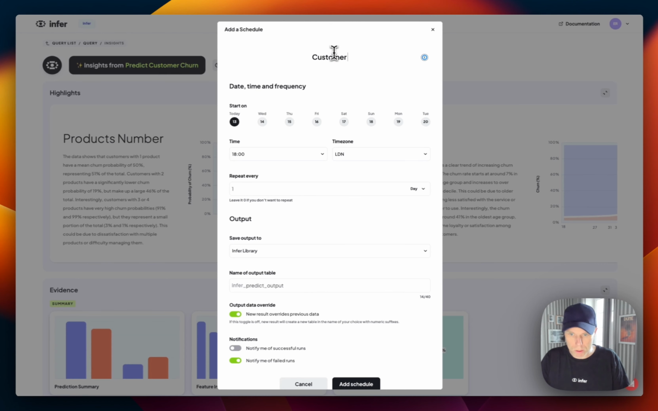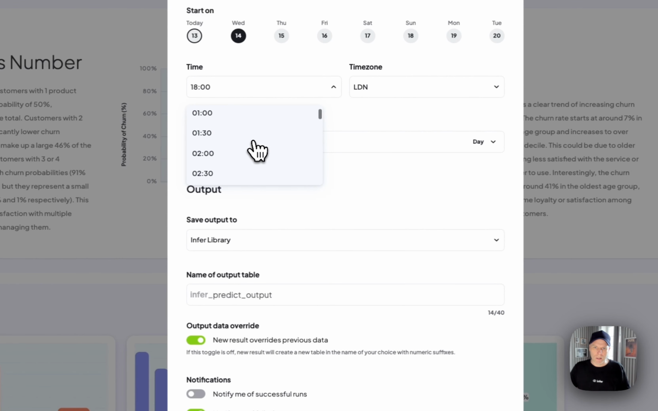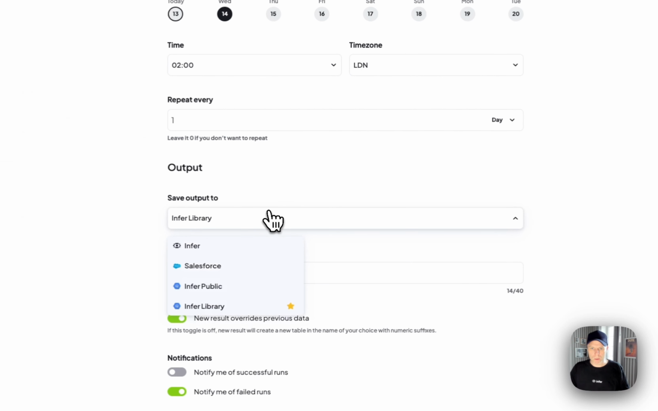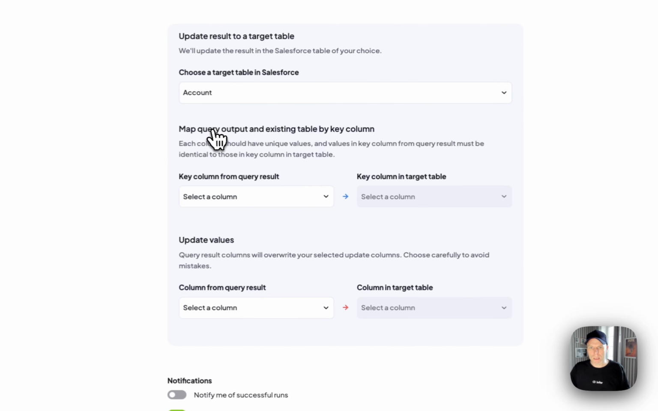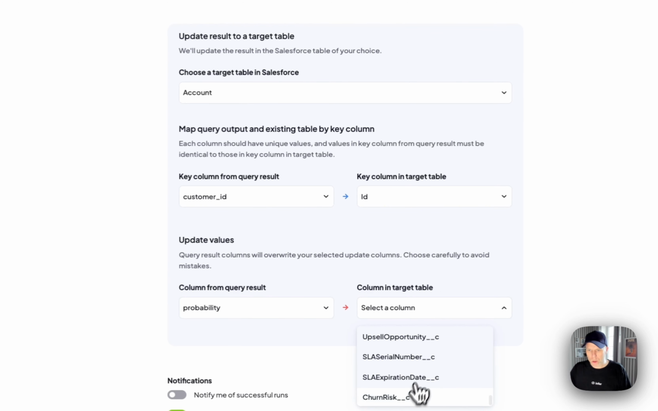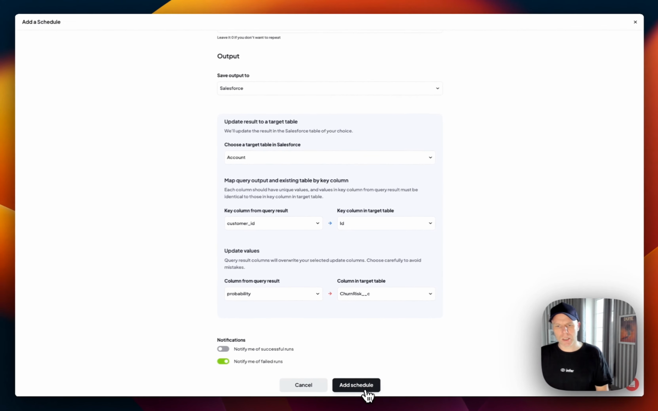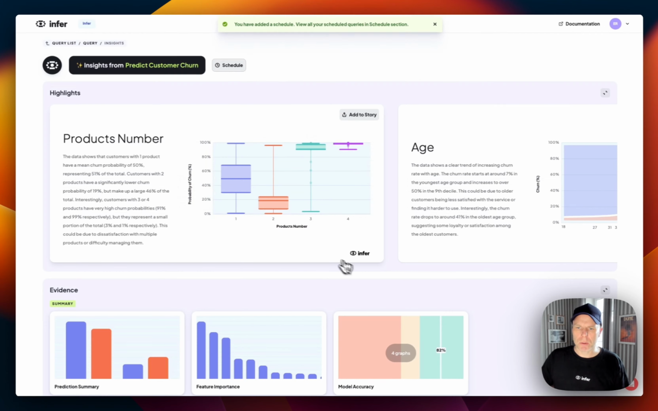I'm going to create one called Customer Churn Analysis. I'm going to set this up to run every night at 2 a.m. I'm going to put the results back into my Salesforce, into the account object in Salesforce. I'm quickly going to map the customer ID to my ID column in Salesforce, and I'm going to map the probability coming out. That's a number between 0 and 1, where 1 is certain churn and 0 is certainly no churn. I'm going to map that to a column that I created called churn risk in Salesforce. I'm going to add that. Okay, quick preview. There we go.